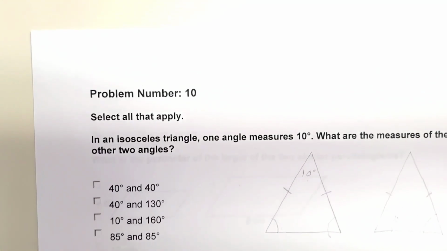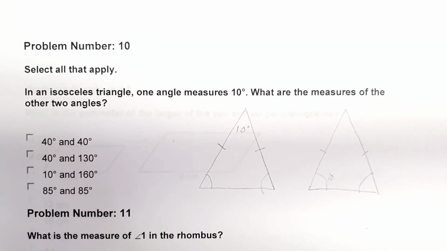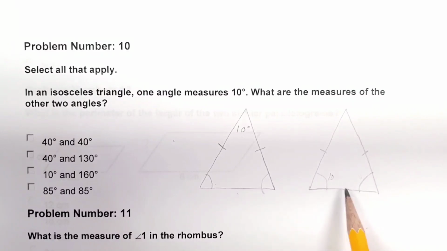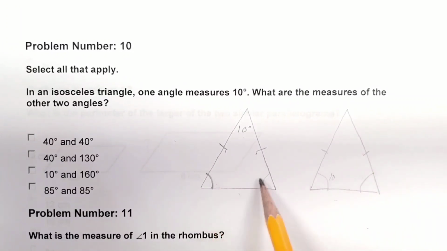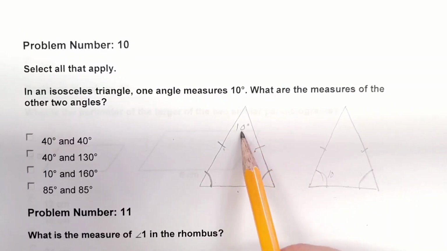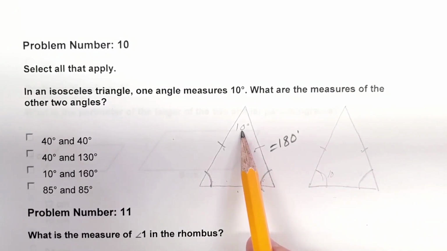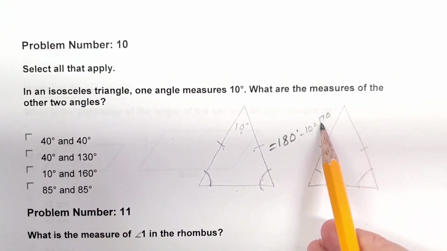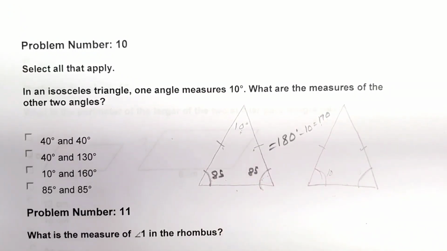Okay, moving on to problem number 10. Select all that apply. In an isosceles triangle, one angle measures 10 degrees. What are the measures of the other two angles? Okay, so I drew, this is also not on the study guide, but I drew two triangles. Isosceles means at least two sides are equal, and also the base angles will be equal in an isosceles triangle. So if I were to put this angle as 10 degrees, then what would these two have to be? Remember, it has to total 180 degrees. So let's see, 180 minus 10 is 170. So divide 170 by 2, to split it up between these two angles right here. And 170 divided by 2 is 85. So these two angles have to be 85 degrees. And when you add all this up, you get 180 degrees. So it could be this answer.